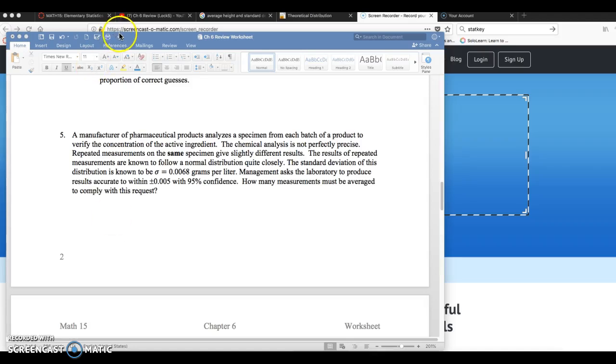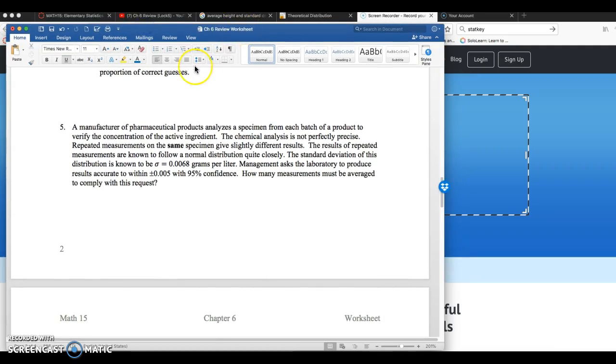All right, we're looking at Chapter 6 review from the Lock 5 textbook, and exercise or example 5. A manufacturer of pharmaceuticals produces products, analyzes a specimen from each batch of a product to verify the concentration of the active ingredient. Chemical analysis is not perfectly precise, so repeated measurements of the same specimen give slightly different results.